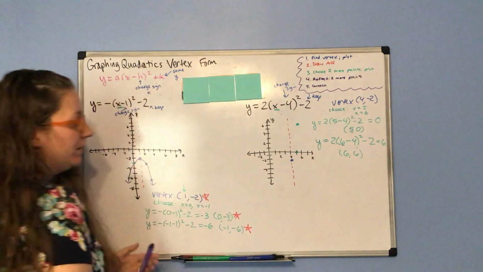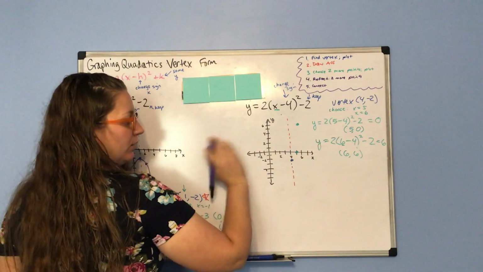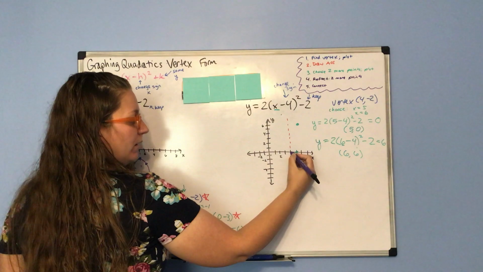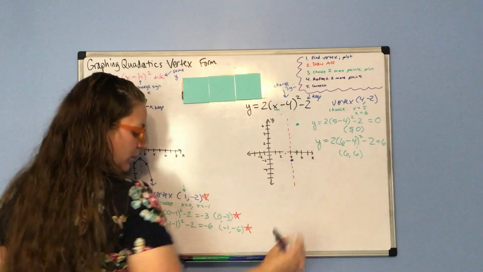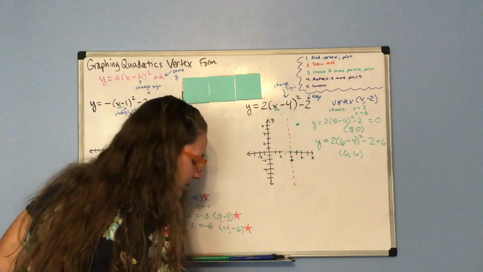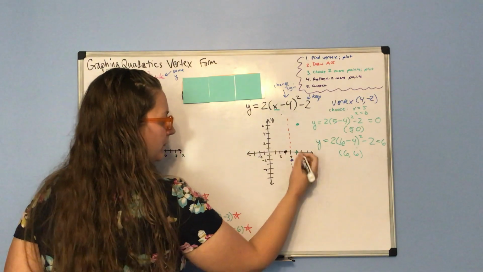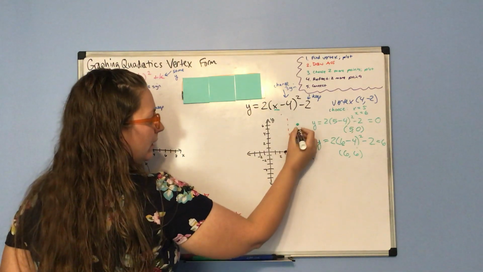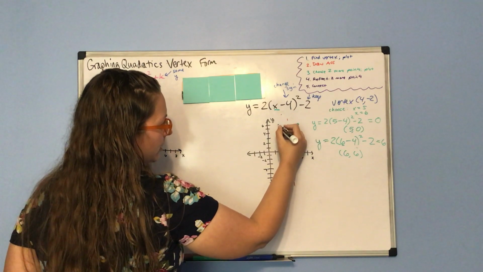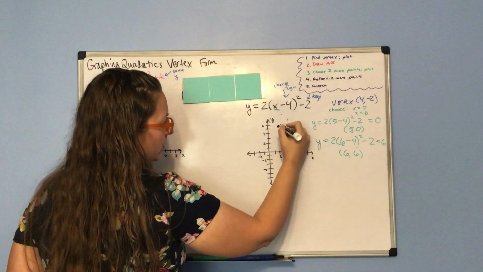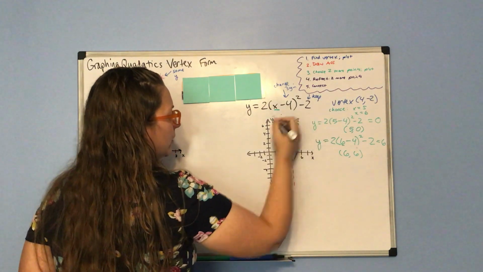We need 2 more points to make this into a proper U shape. Use your axis of symmetry to help you reflect. This point is 1 away from my axis of symmetry. Go 1 away in the other direction. Marker's not cooperating, give me a second there. Same thing here. This point is 2 away from my axis of symmetry. Go 2 away in the other direction. That gives me the point 2, 6. Once you have all 5 points, connect with a parabola.